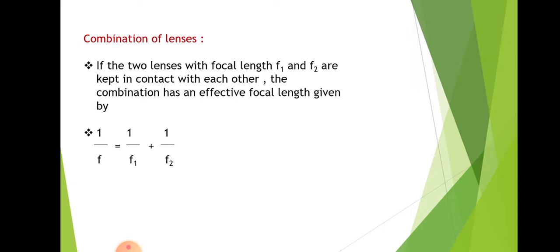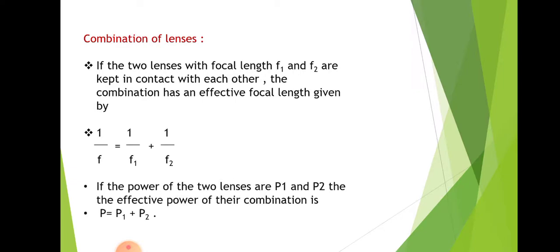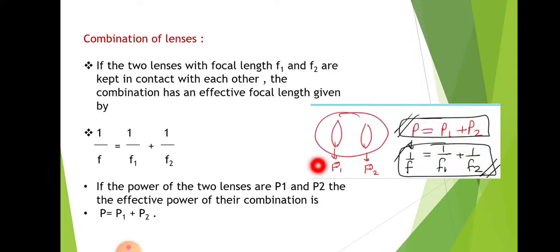Combination of lenses. Okay, the last part of our today's class, combination of lenses. Here you can see what happens when two lenses combine with each other. If two lenses with focal lengths f1 and f2 are kept in contact with each other, then the combination has an effective focal length which is given by 1 upon f is equal to 1 upon f1 plus 1 upon f2. That is the combination of lenses. What to remember: only focal length.